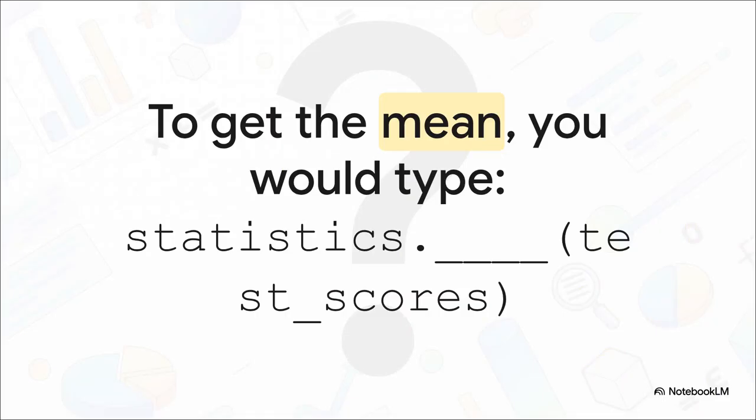So, quick gut check. To call a specific tool from that toolbox, say the function to calculate the average, what do you think goes in that blank? It's mean. You always use the pattern module name dot function name.